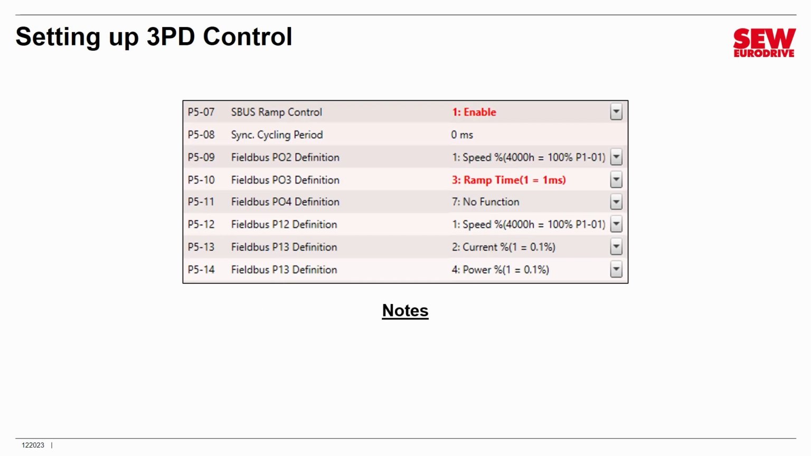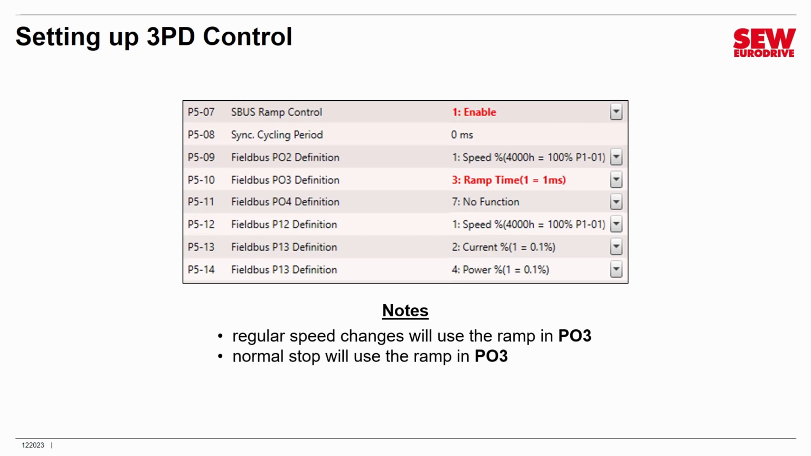All right, a few notes here before we move on. When you do regular speed changes in 3PD mode, the ramp will come from process output word 3. It will not use the parameters in the VFD. It will use whatever value you send over the field bus. So regular speed changes, either accelerations or decelerations, will use PO3. The normal stop will also use whatever ramp you have in PO3. So if you do a normal stop, it will not go to the usual parameter that we've been seeing a lot. It's going to go to process output word 3, and it will decelerate using that ramp.